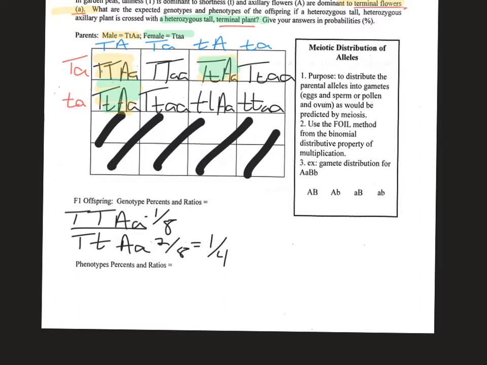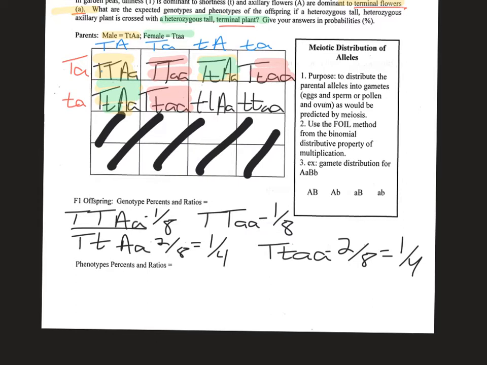So then the next one is big T, little a. There's only one of those. Do you agree? Big T, little a. There's only 1 out of 8 there. And then we have big T, little a. There's 2 of those. So that's big T, little a. There's 2 out of 8 there, which would equal 1 out of 4.